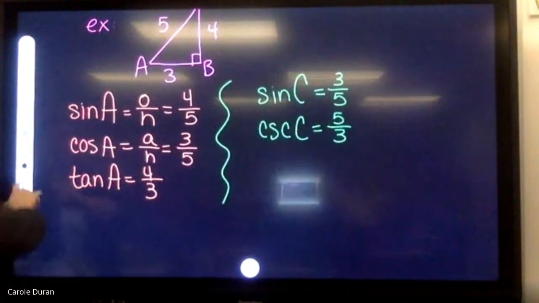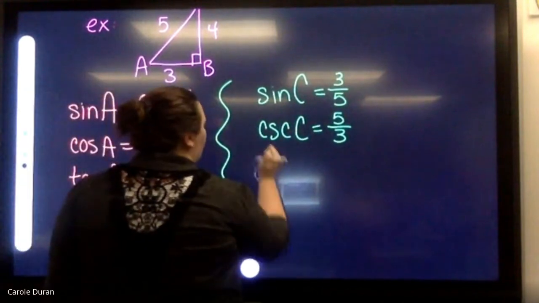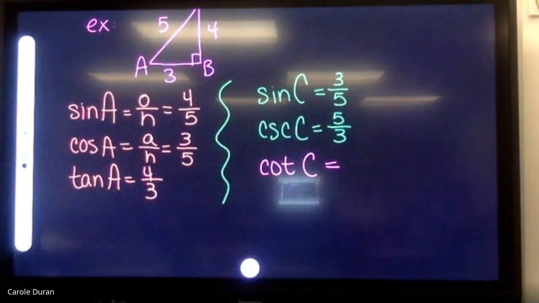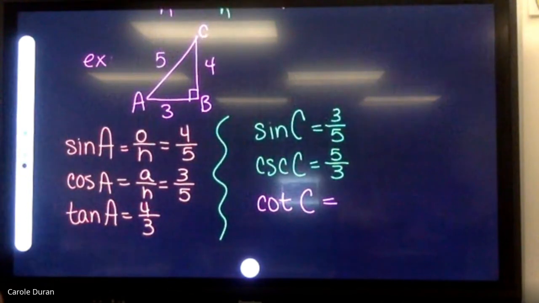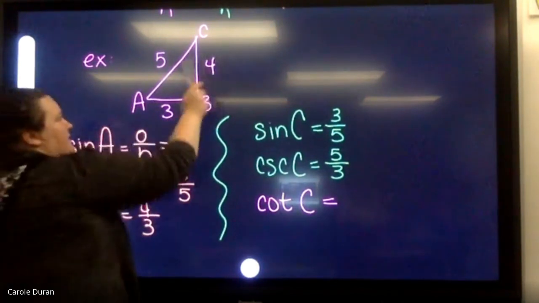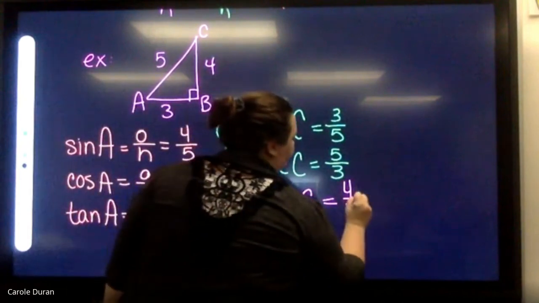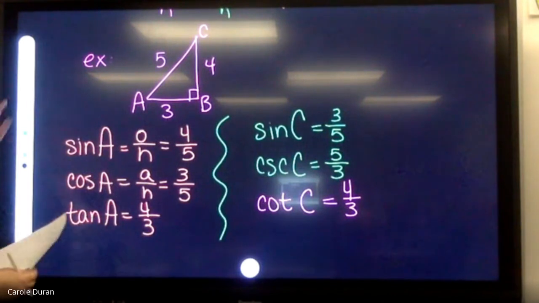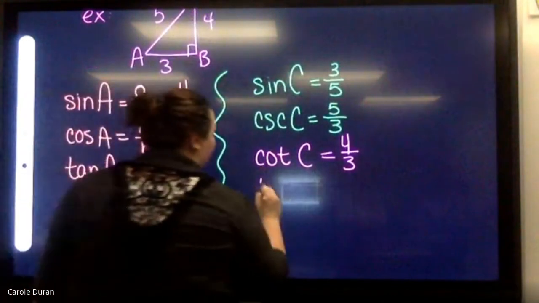Now I would like for you to find cotangent of angle C. Chandler, what did you come up with? 4 thirds, because it's going to be adjacent over opposite. Who else got 4/3? Perfect. One last one, and then I think we're ready to move on to the next problem.